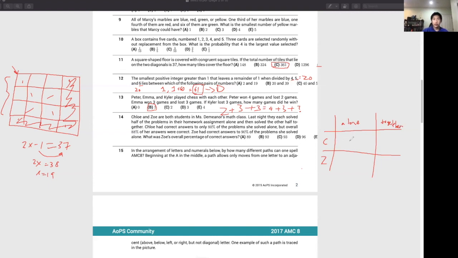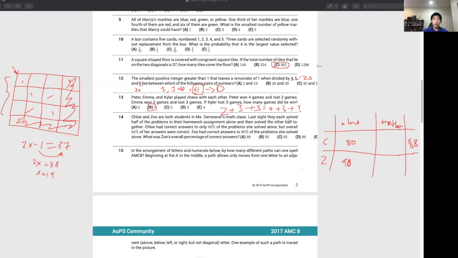We know that Chloe got 80% of the problems she solved alone, and we know that Zoe had 90% of what she solved alone. And we'll make one more column here for overall. So we know that overall Chloe had 88%.